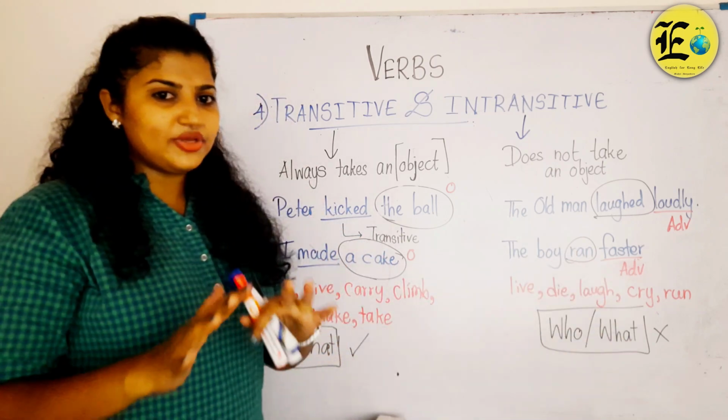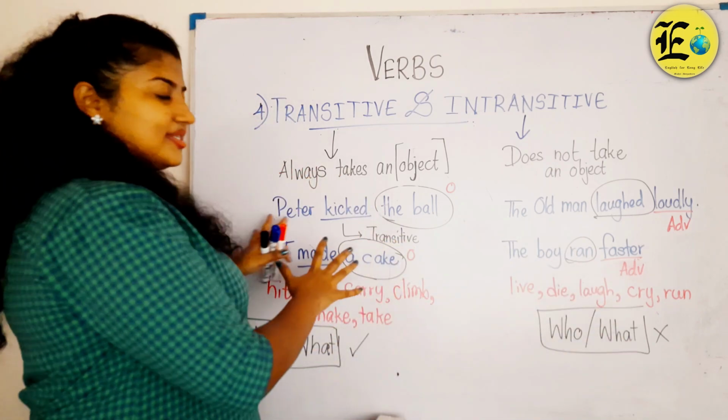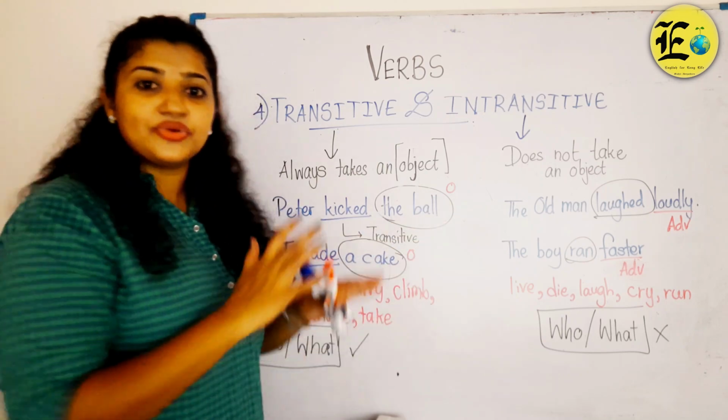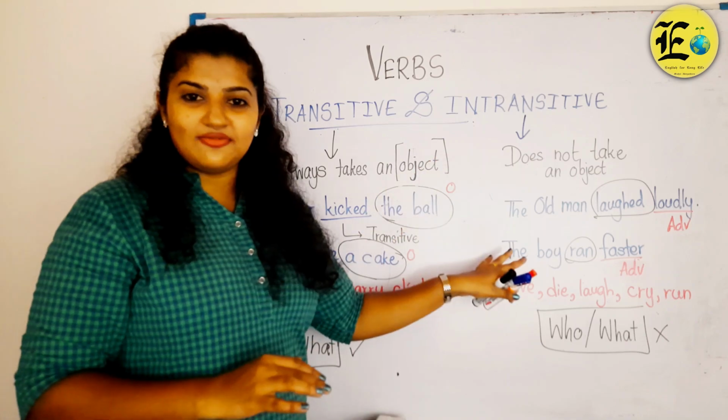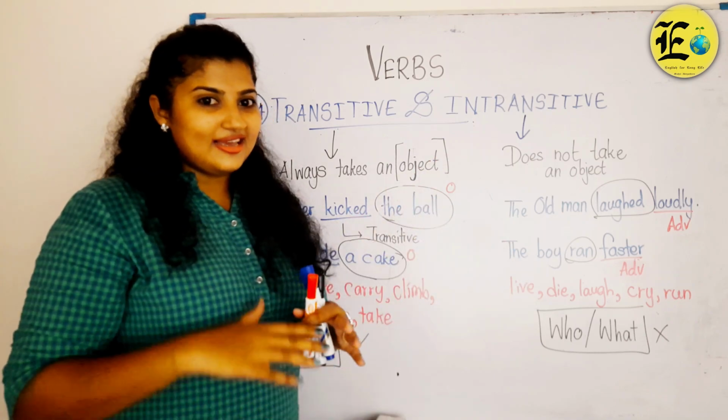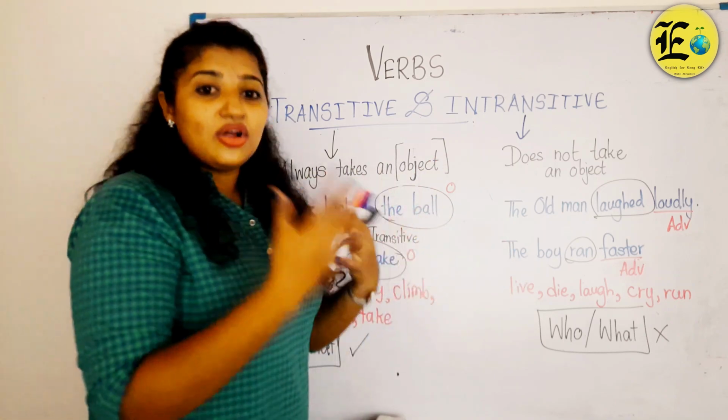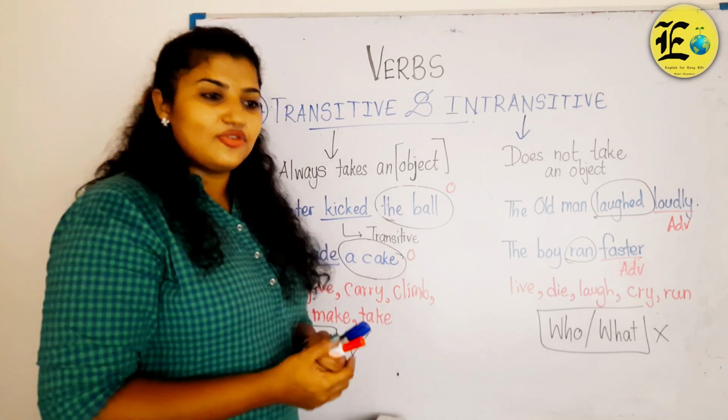So now I hope you are clear on what transitive and intransitive verbs are. Transitive verbs, they need an object to complete the meaning, whereas intransitive verbs do not need an object directly to give out the full meaning.